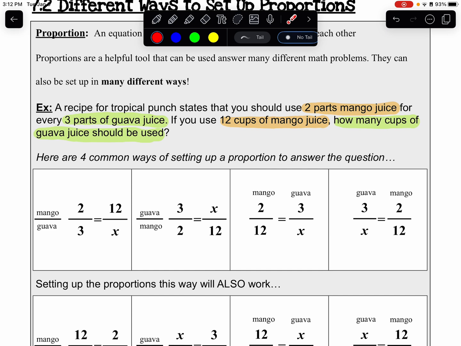We also have it set up this way. You have 2 parts mango juice and 3 parts guava juice. So mango's on the left, guava's on the right. If you use 12 parts mango, again on the left along with the mango, how much guava? On the right with the guava. Or you can reverse it, 3 parts guava, 2 parts mango. So if we are doing 12 cups of mango, that goes on the right side with the mango. And then how much guava? That goes on the left side with the guava.